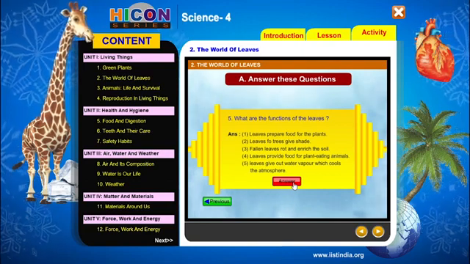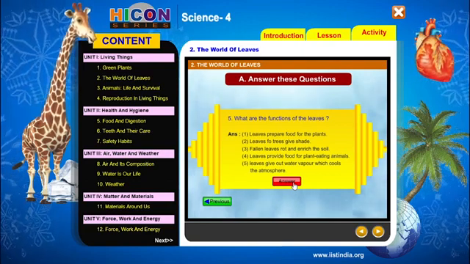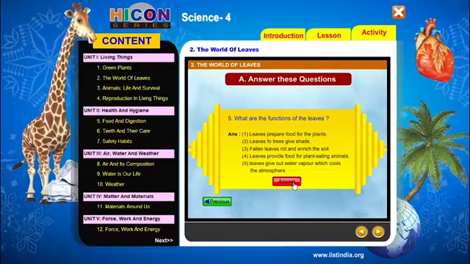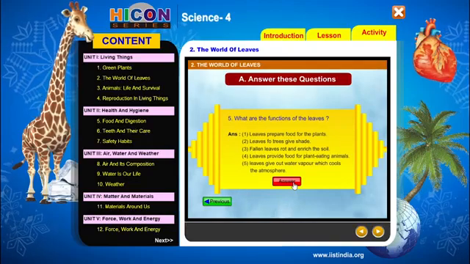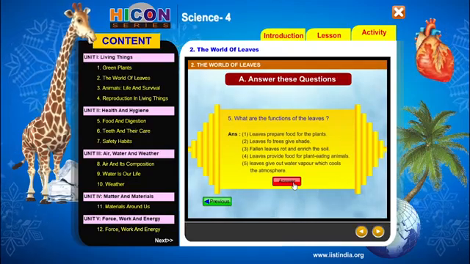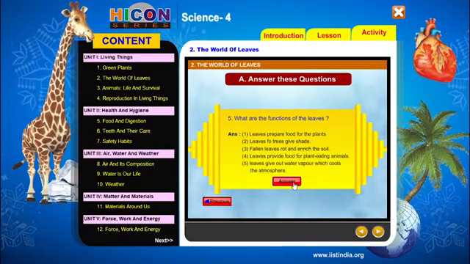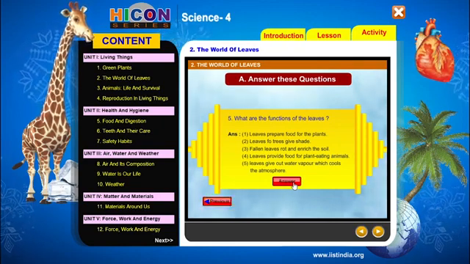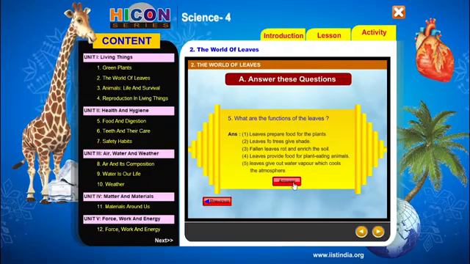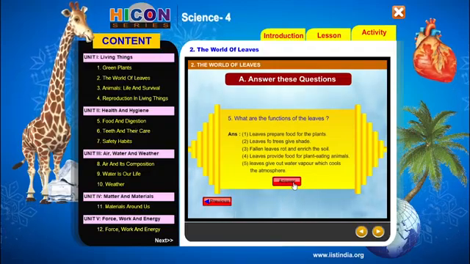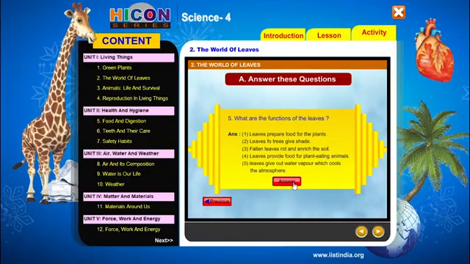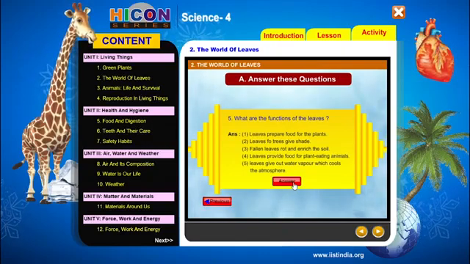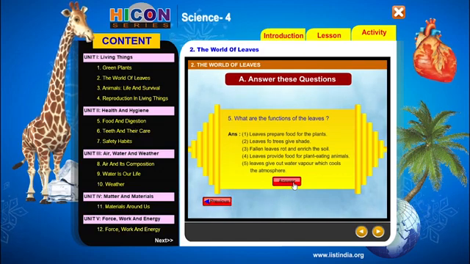So the first one is leaves prepare food for the plants. And the second one is leaves of trees give shade. And the third one is fallen leaves rot and enrich the soil. And the fourth one is leaves provide food for plant-eating animals. And the fifth one is leaves give out water vapor which cools the atmosphere. So children, these are some functions of the leaves.